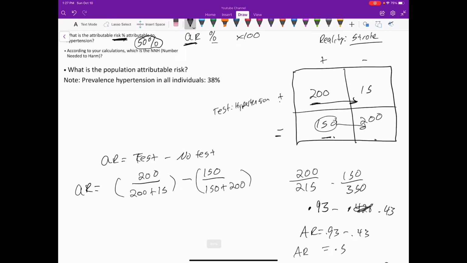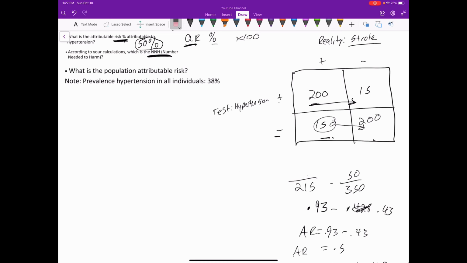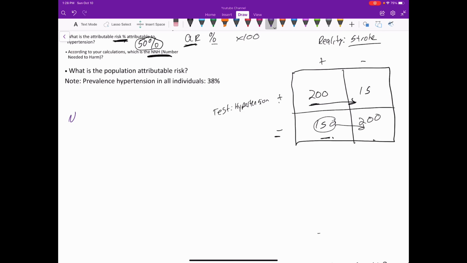Now, next question. Which is the NNH number? Okay, I'm going to erase this, guys, because we already know how to calculate this. NNH. What the hell is NNH? Well, just don't get nervous. Remember, NNH, number needed to harm. Number needed to harm is the same as NNT, number needed to treat. So NNH or NNT, same. If you remember either of them, you know all it is. So all these guys are equal to 1 over AR or ARR.